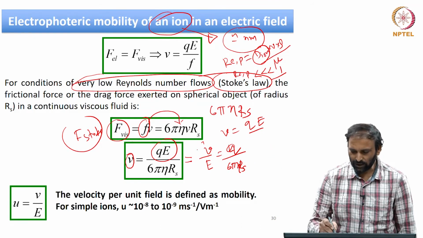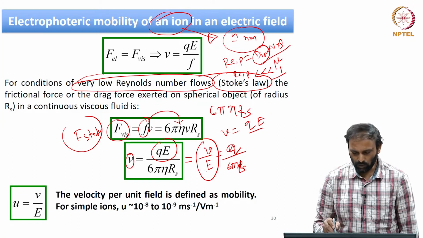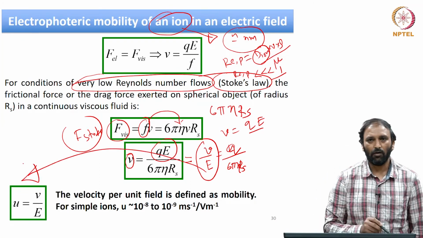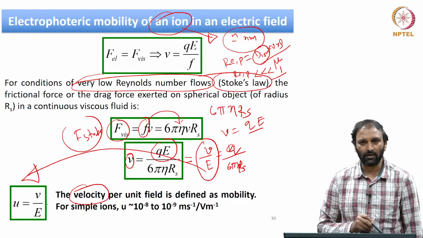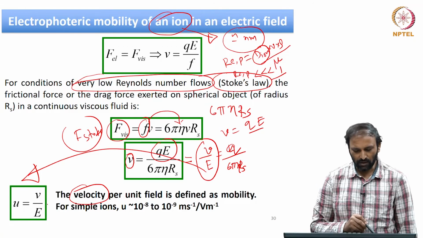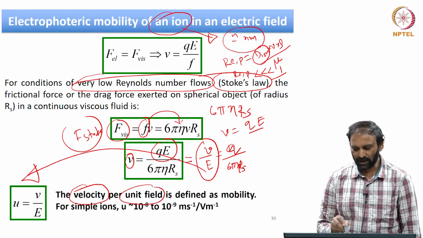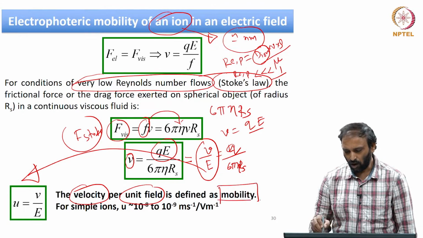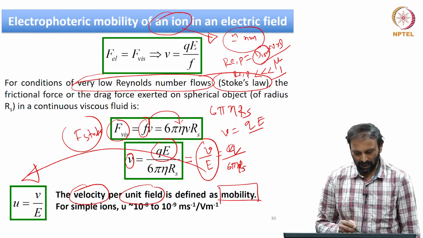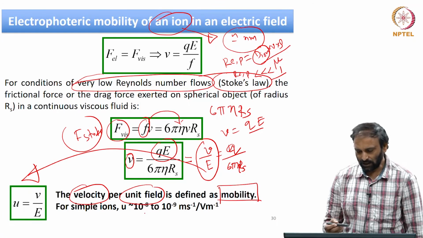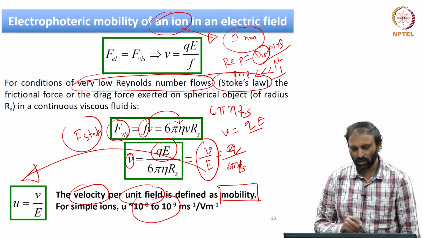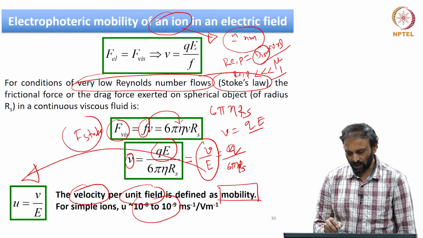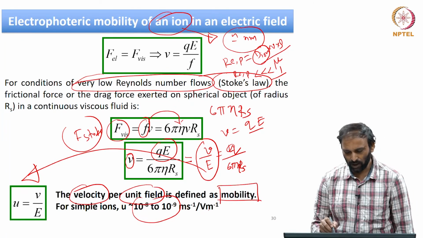And this quantity V by E is what is called electrophoretic mobility, that is, the velocity with which the isolated ion is moves in the presence of an applied electric field of a given strength, is what is called mobility or the electrophoretic mobility. And for simple ions, the typical value of electrophoretic mobility would be of the order of 10 power minus 8 to 10 power minus 9 meter second inverse divided by Joules per meter.